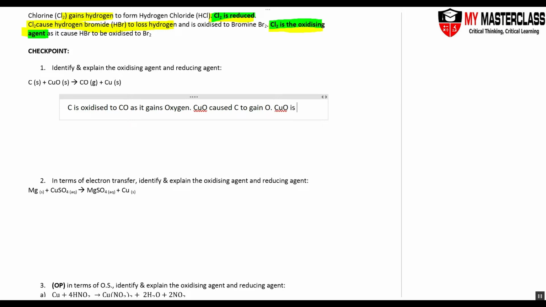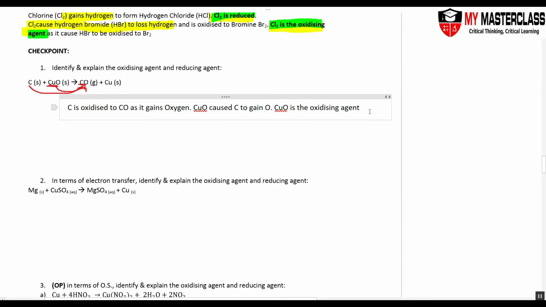CuO is the oxidizing agent. Carbon is oxidized. From this equation you can see, CuO caused carbon to gain oxygen. So this is the oxidizing agent because it causes your carbon to form CO.